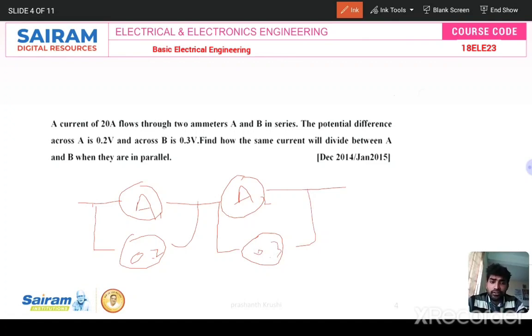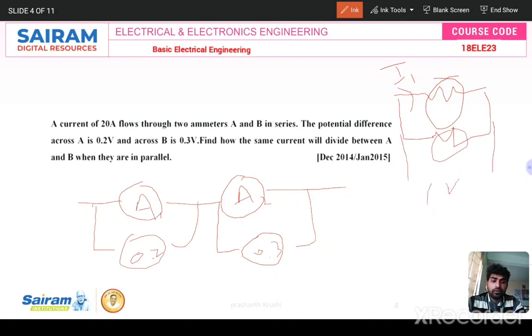So we need to calculate this current. You can take this one as ammeter 1, this one as ammeter 2. An ammeter has less resistance. So this is the total voltage. Total voltage you can calculate: 0.2 plus 0.3, definitely we will get 0.5 total voltage for this circuit, because this is a completely series circuit. So the voltage we need to add, right?